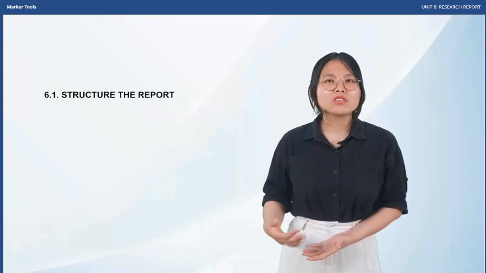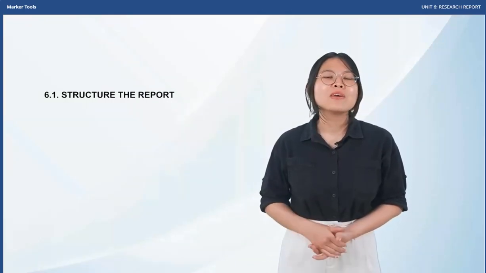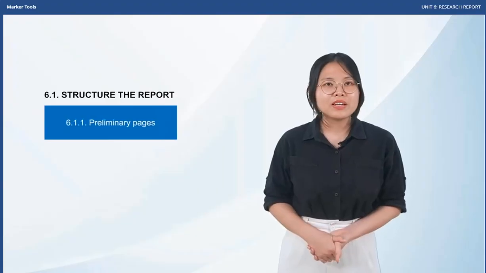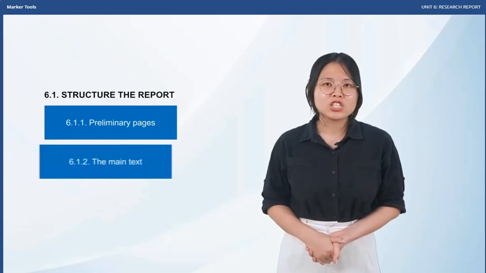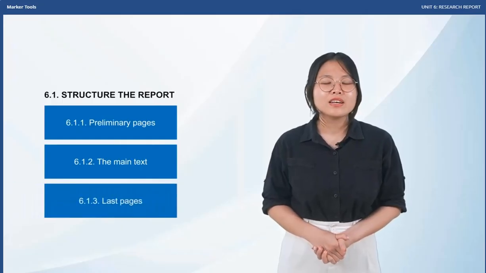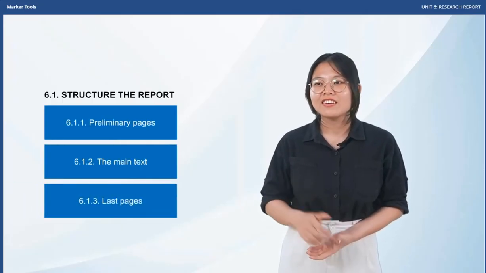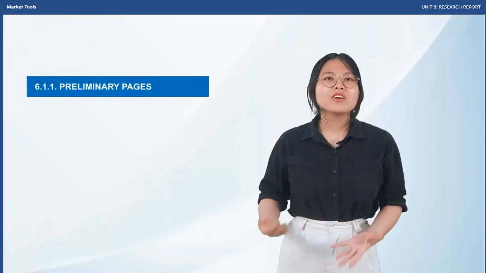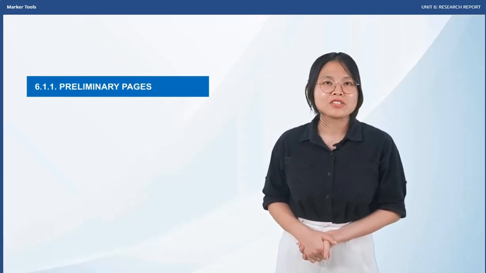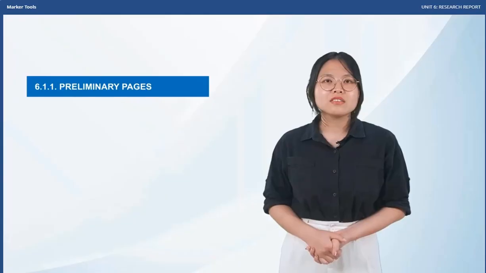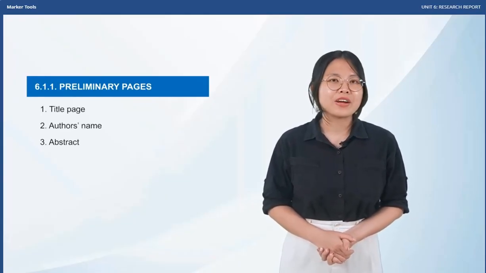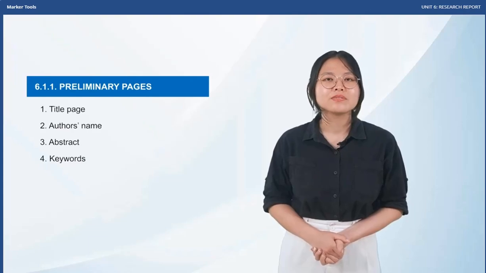About the structure of the report, there are 3 main things that you need to remember. The first one is the preliminary page. Next one, the main text. And the last one is the last page. First is the preliminary page, which is the very first page. This includes the title page, author's name, abstract, and keywords.